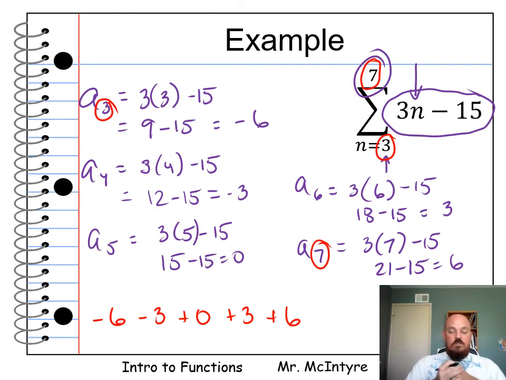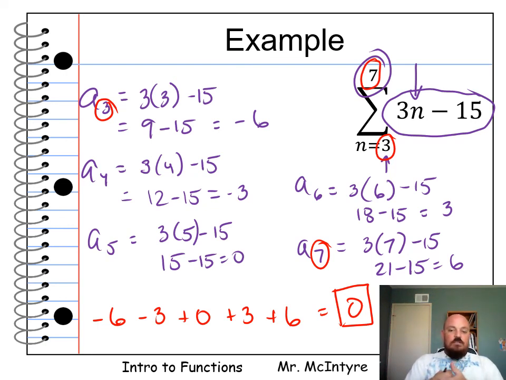Now the actual answer to this question is 0, because if you look at it, you have a negative 6 and a positive 6. Those cancel each other out. You have a negative 3 and a positive 3. Those cancel each other out. You have the 0 in the middle. So when you add this all up, my actual answer to this question is 0.